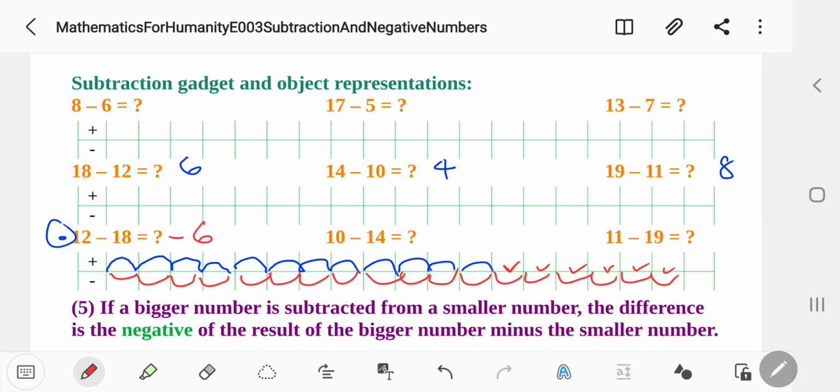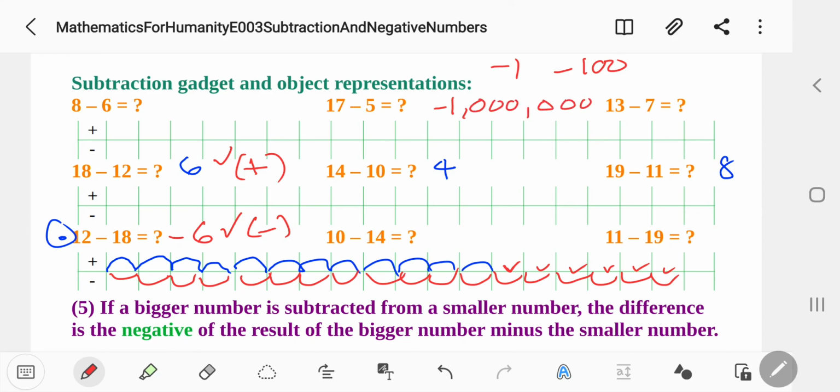Look, you have 18 minus 12 is 6, but 12 minus 18 is negative 6. It's a new kind of number. There are actually two types of numbers. One is the positive. These are positive numbers. And these are negative numbers. Negative numbers are represented by the number with a dash in front. So when you say negative 1, that's negative 1. Or negative 100, that's negative 100. Or when you say negative 1 million, that's negative 1 million.